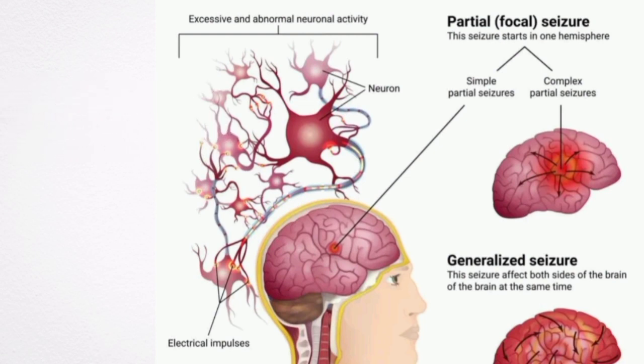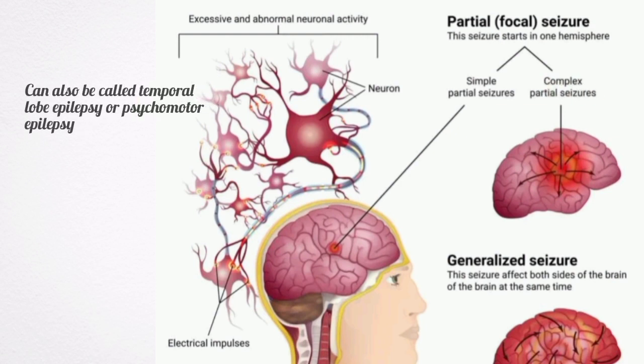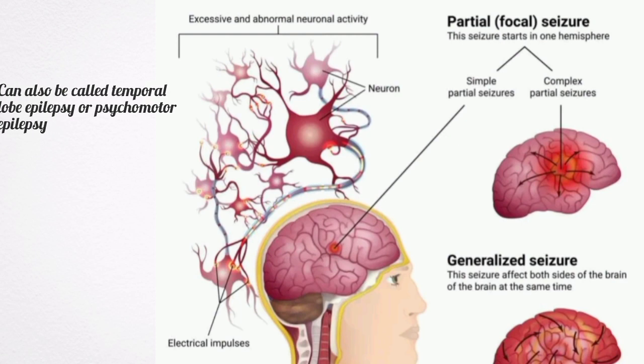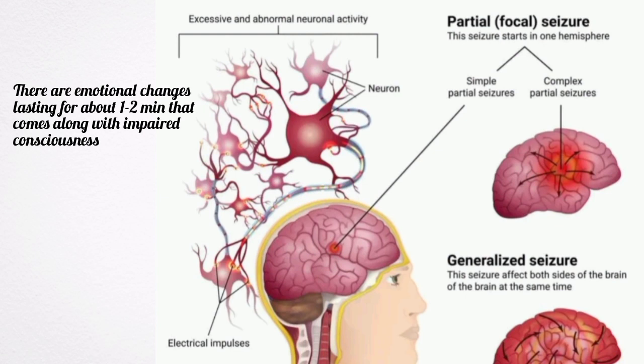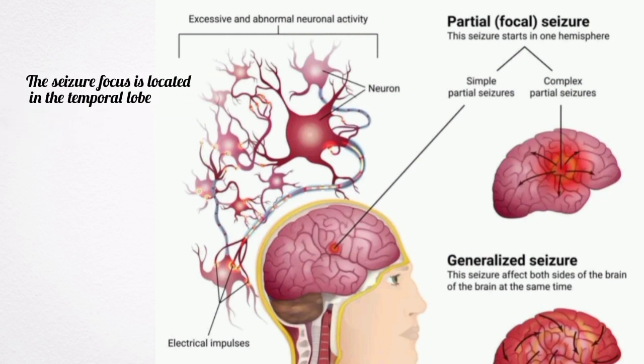The second one is called complex partial seizures. Complex partial seizures can also be called temporal lobe epilepsy or psychomotor epilepsy. In this type of epilepsy, there is an attack of bizarre and confused behavior and purposeless movements. There are emotional changes lasting for about 1 to 2 minutes that come along with impairment of consciousness. The seizure focus is located in the temporal lobe.